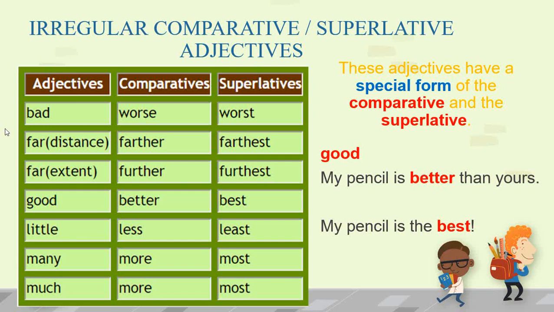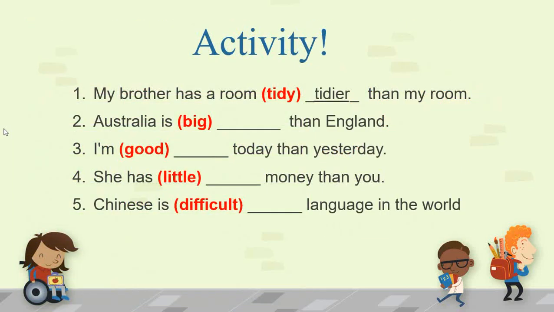We have to learn these comparative and superlative forms because they have no rules. We have to learn them with our memory. Now we have some exercises for you to practice and to see how much you learned about superlative and comparative adjectives. So come on, let's go.